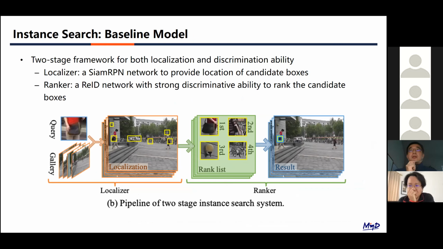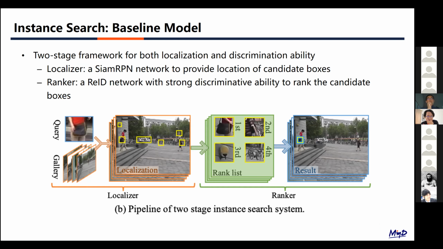Now, the standard way to do this instance search would comprise two components. One is the localizer, basically the network to provide the location of the candidate box. And then we use the ranker, basically a re-ID network with strong discriminability to rank the candidates based on the visual appearance with respect to the query object.